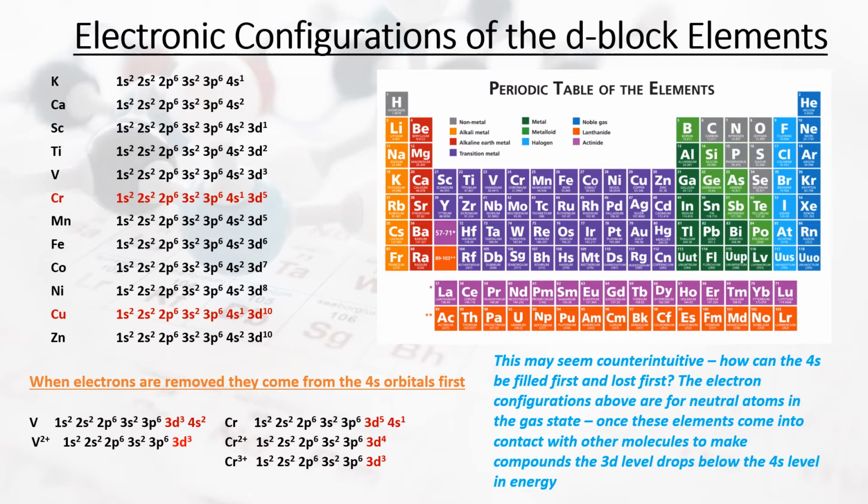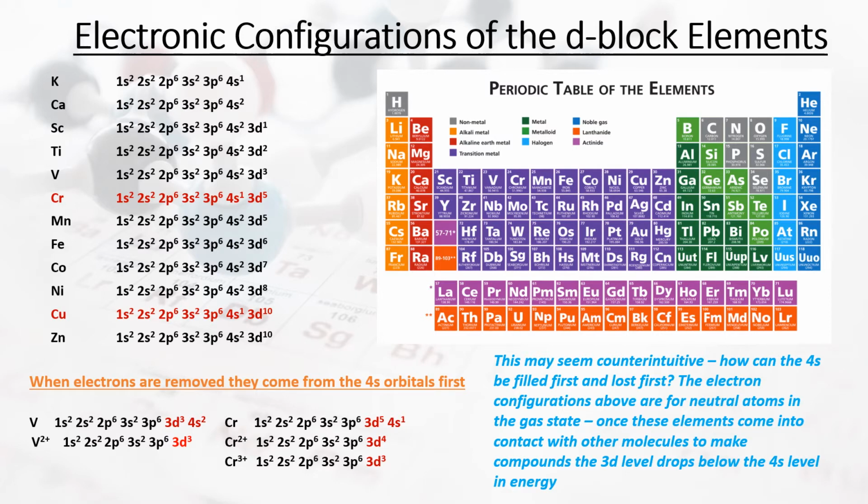And so those are the reasons that we end up with these slightly more stable, low energy arrangements that are shown in red. Now when electrons are removed, when we ionize these metals, they actually come from the 4s orbitals first. So if we take the electron configuration for our vanadium, 3d3 4s2, it's actually the s electrons that are lost first. And so we lose the 2 from the s if we're making the 2+ ion to make 3d3.